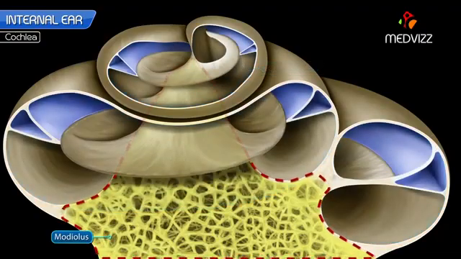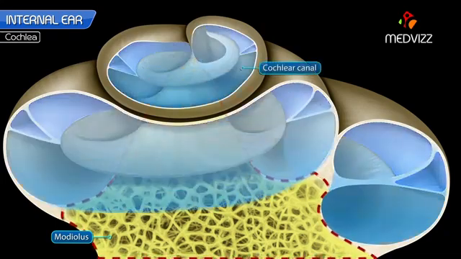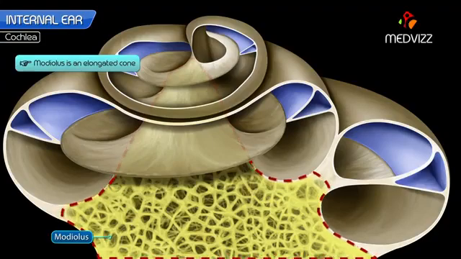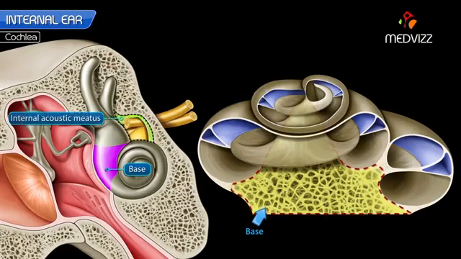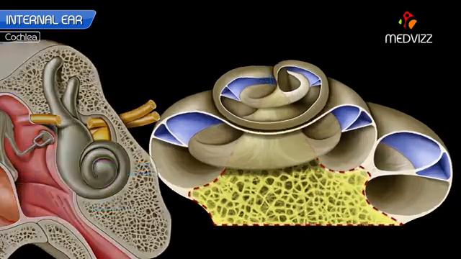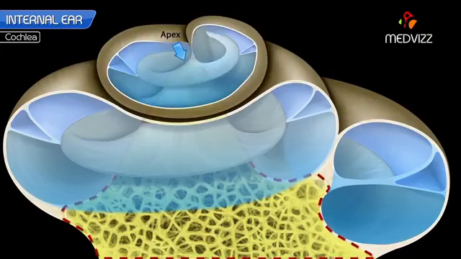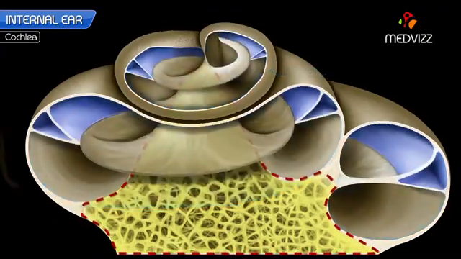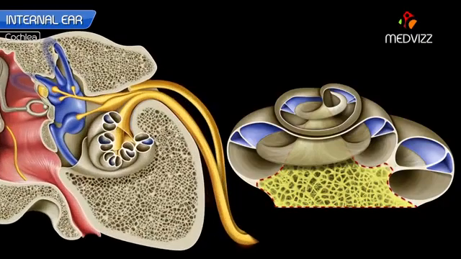Modiolus. This is an axial bony stalk around which the cochlear canal spirals. It is an elongated cone. The base of the modiolus lies at the fundus of the internal acoustic meatus. The apex is directed towards the middle ear. The apex of the modiolus is overlaid by the apical turn of the cochlear canal. The modiolus is perforated spirally at its base in the internal acoustic meatus by the fibers of the cochlear nerve.